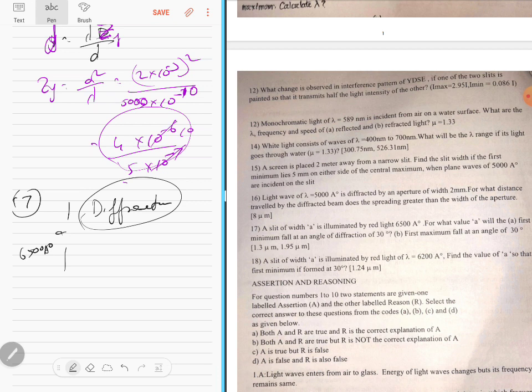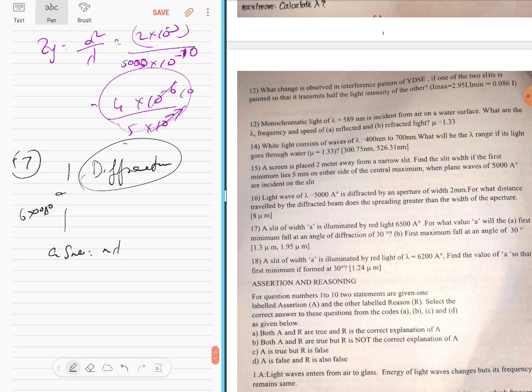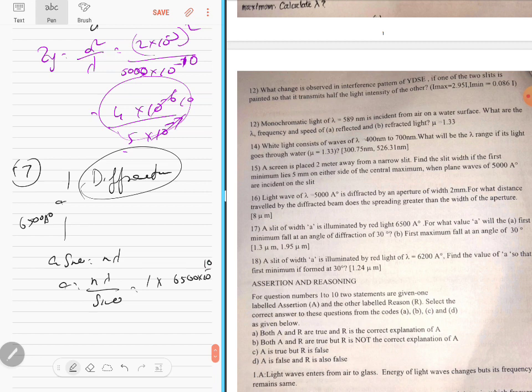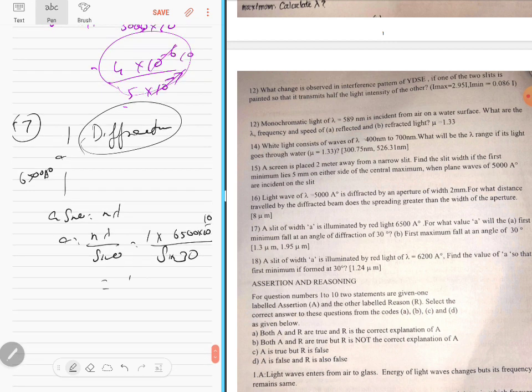Single slit diffraction is all we have learned, and you know that the condition is A sin theta equal to n lambda, or d sin theta equal to n lambda. So as not to get confused, in diffraction they are using A instead of d. So A sin theta is equal to n lambda. They are asking to find the value of A, which means n lambda by sin theta, and n is equal to 1 because it's about the first minima, into lambda, which is 6500 into 10 to the power minus 10, by sin theta, which is sin 30. Sin 30 is 1 by 2, so you'll end up getting 1.3 micrometers to be the slit width.